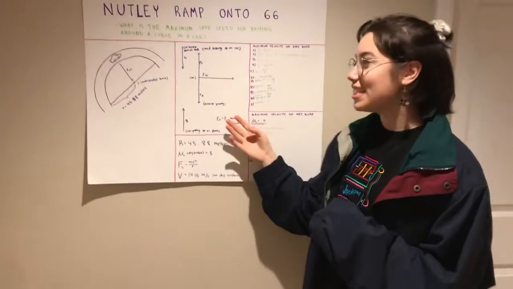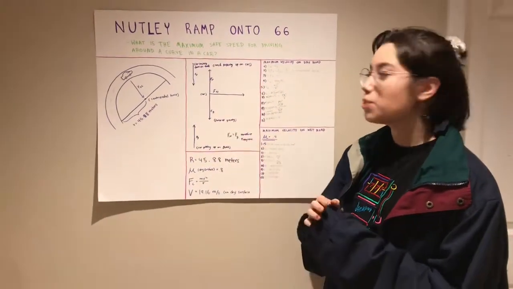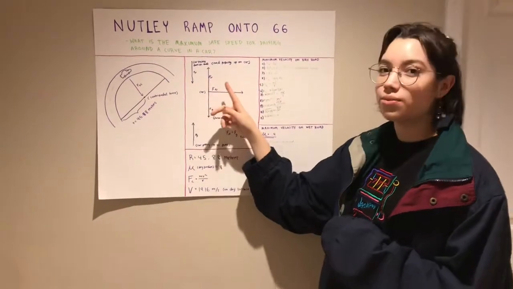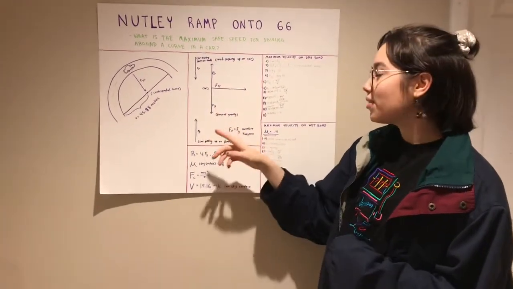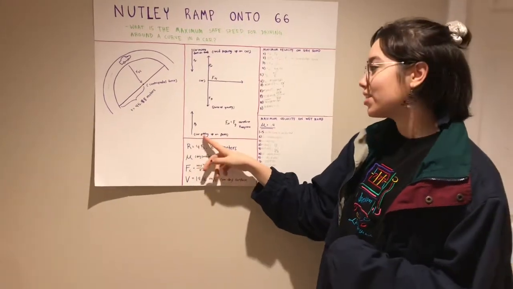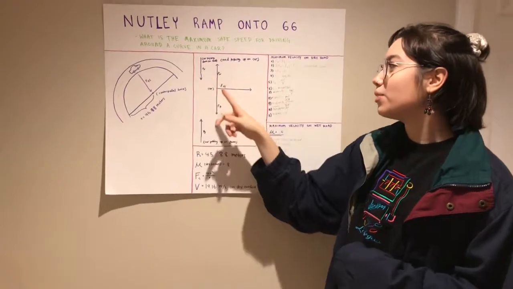So this is our free body diagram. The forces acting on the car are the road, which is pushing up on the car, which would be the force of normal, and gravity pulling down on the car. And for every action, there's an equal and opposite reaction. So the car is pulling up on the earth, and the car is pushing down on the road.